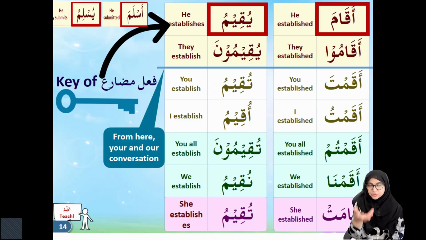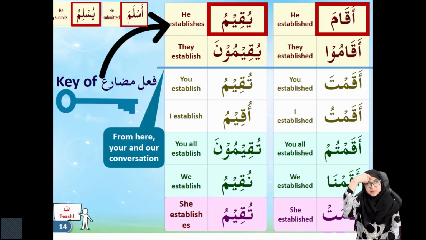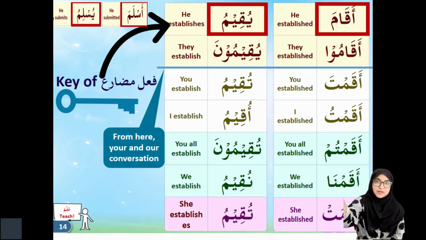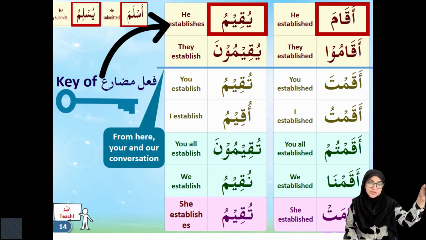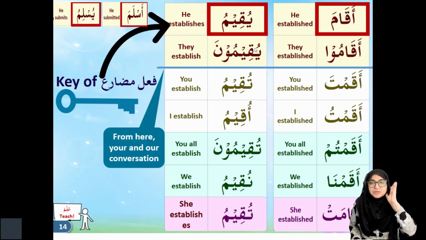I'll say it in English and you say it in Arabic. Fozia, you say first. He establishes. Yuqimu. They establish. Yuqimuna. You establish. Tuqimu. I establish. Uqimu. You all establish. Tuqimuna. We all establish. Nuqimu. And she establishes. Tuqimu. MashaAllah. Very good.